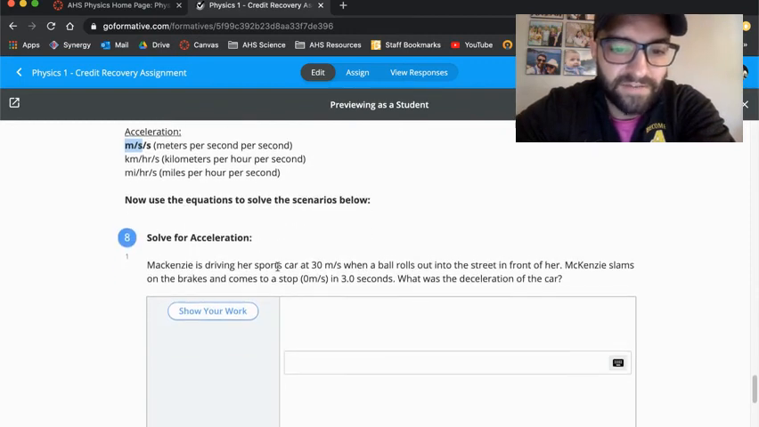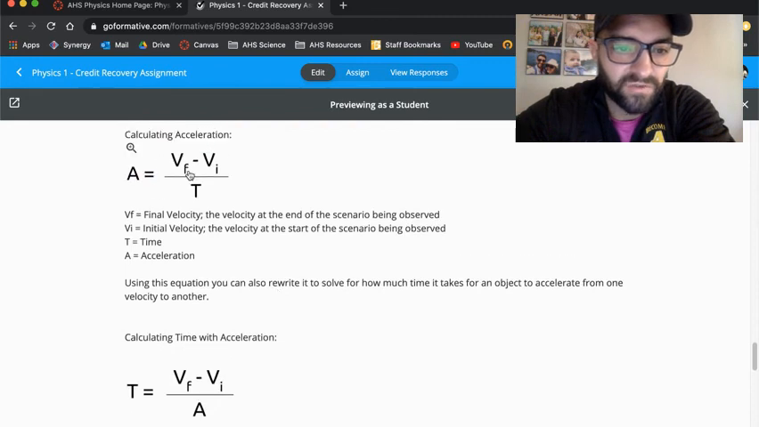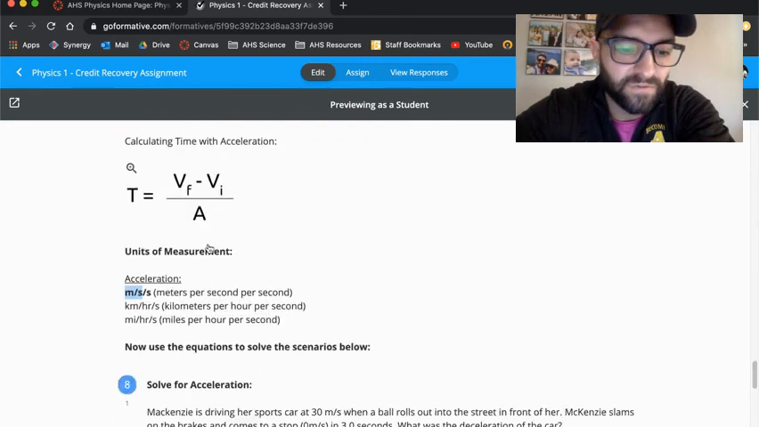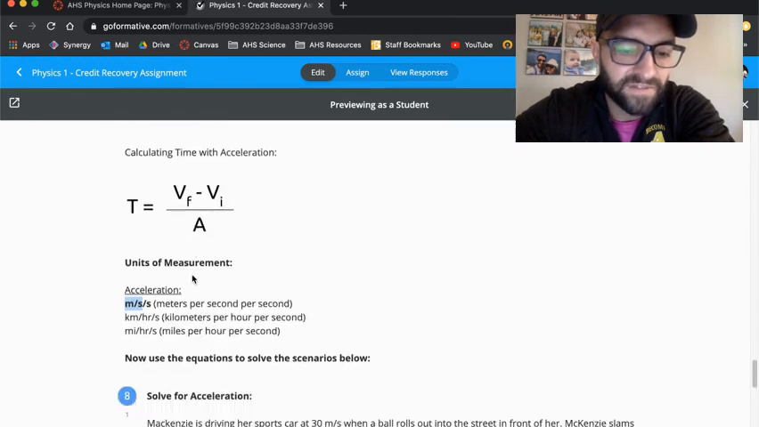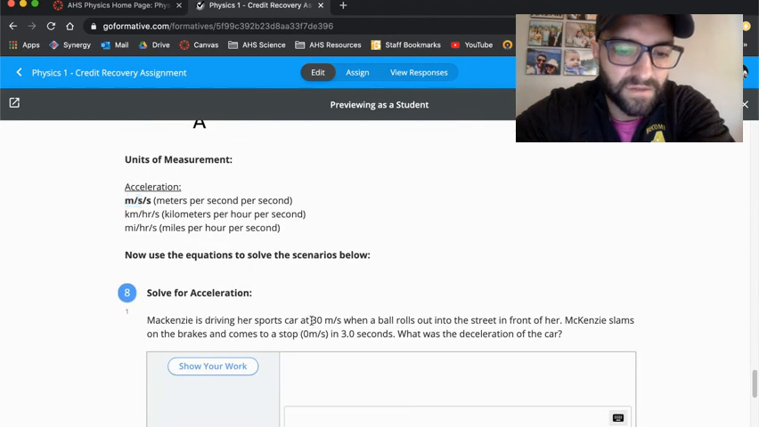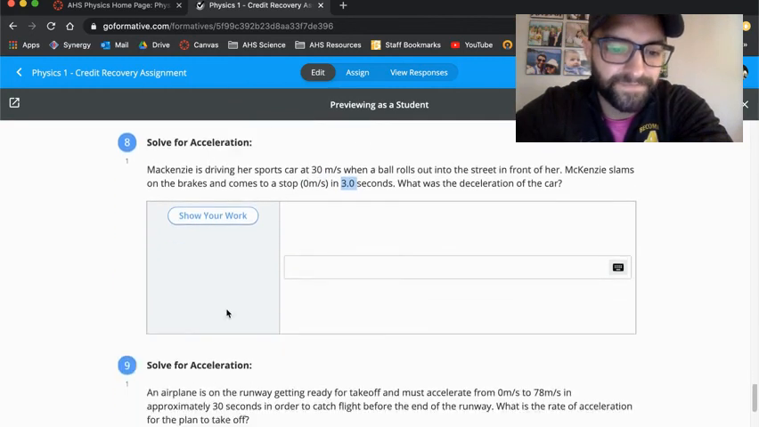And then we have these equations. And again, you want to refer to the correct one. I tell you which one you're solving for. Solve for acceleration, which means I use this equation, and I just plug in the numbers. I've given you an initial velocity, I've given you a final velocity, and I give you a time. And that way you can plug that into your calculator with that equation.